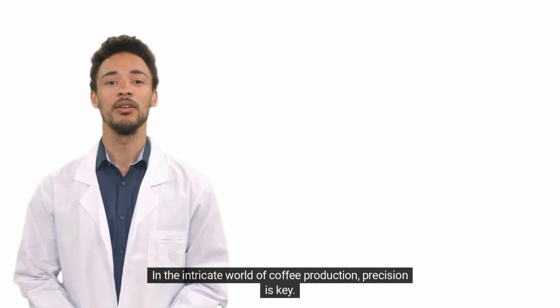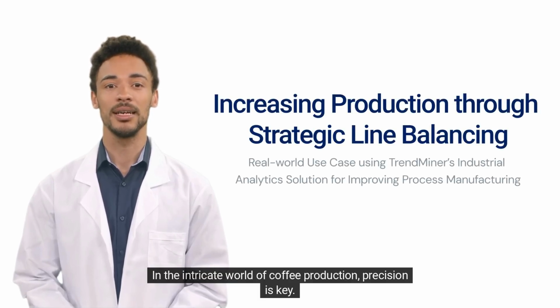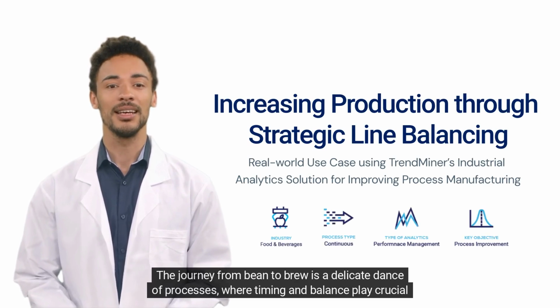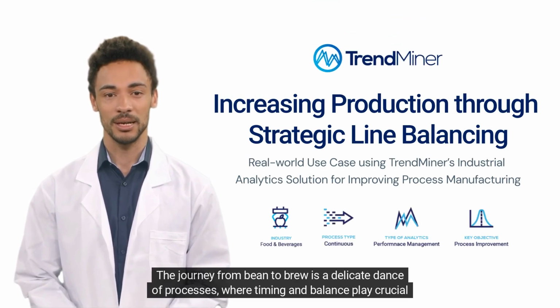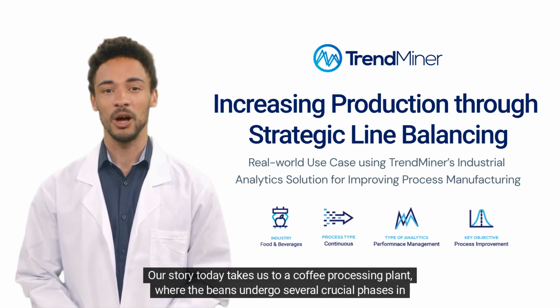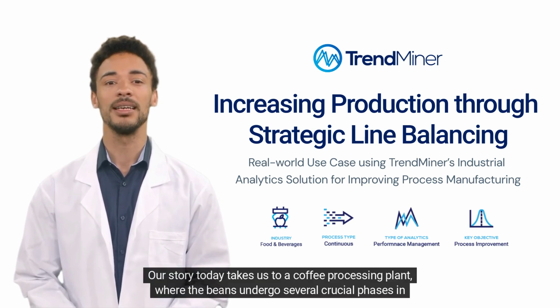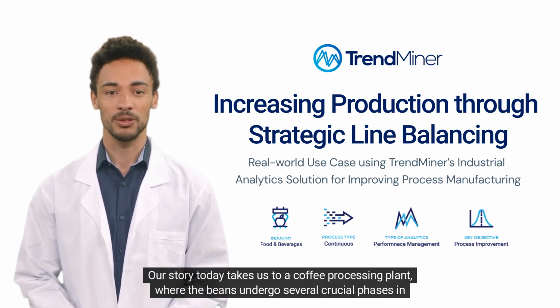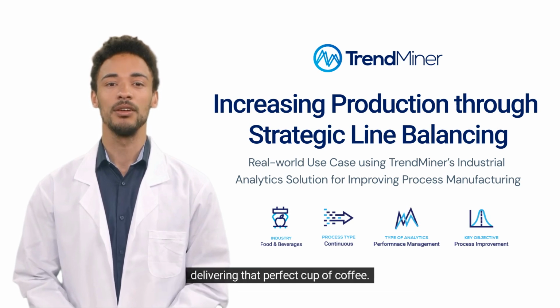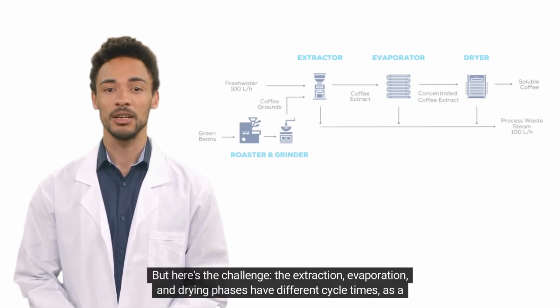In the intricate world of coffee production, precision is key. The journey from bin to brew is a delicate dance of processes, where timing and balance play crucial roles. Our story today takes us to a coffee processing plant, where the beans undergo several crucial phases in delivering that perfect cup of coffee. But here's the challenge.